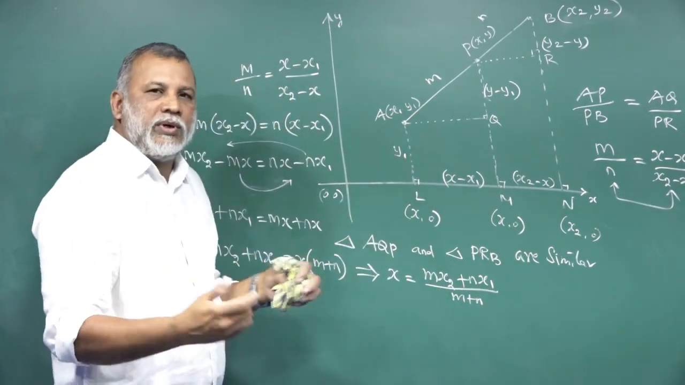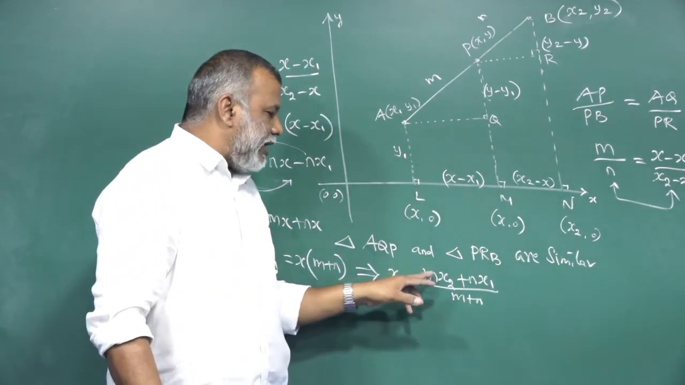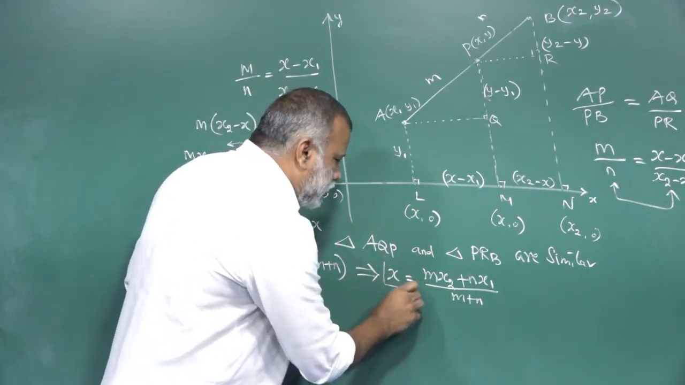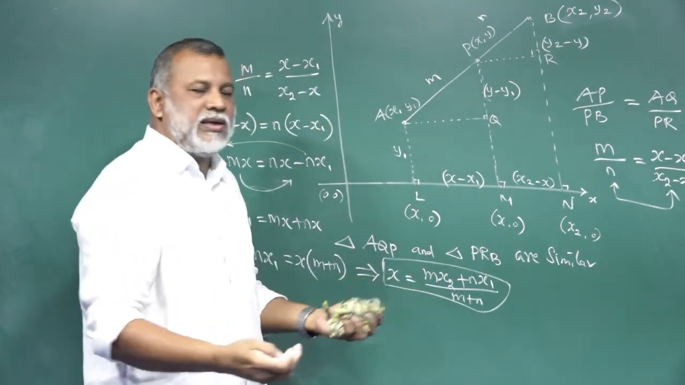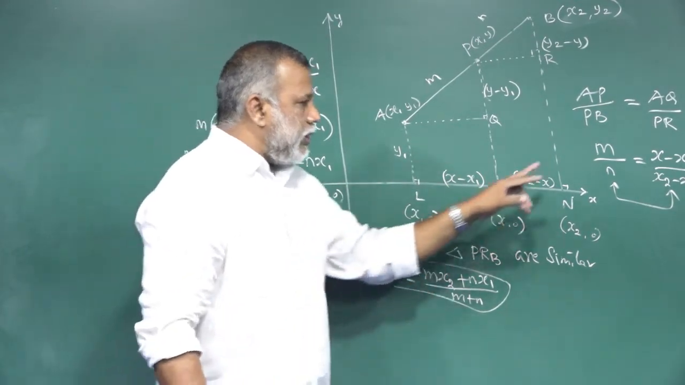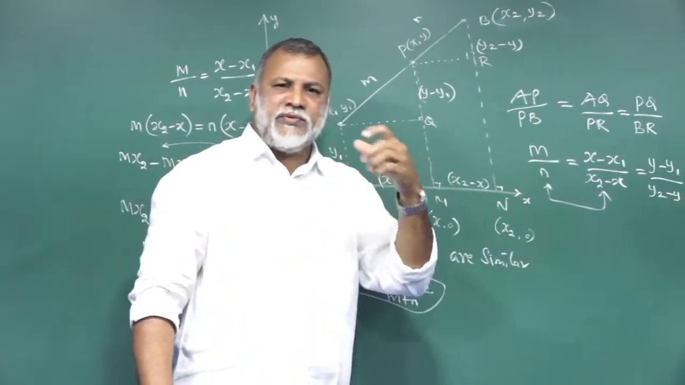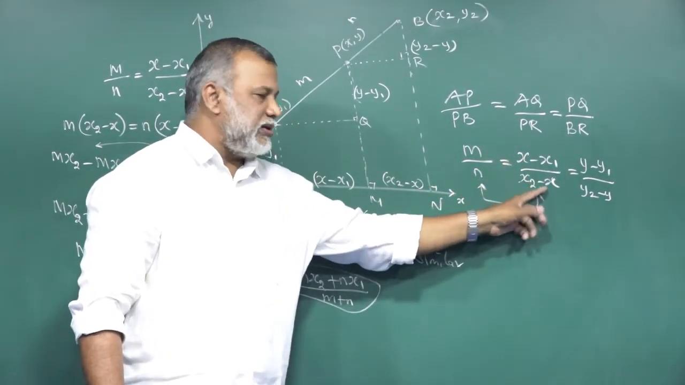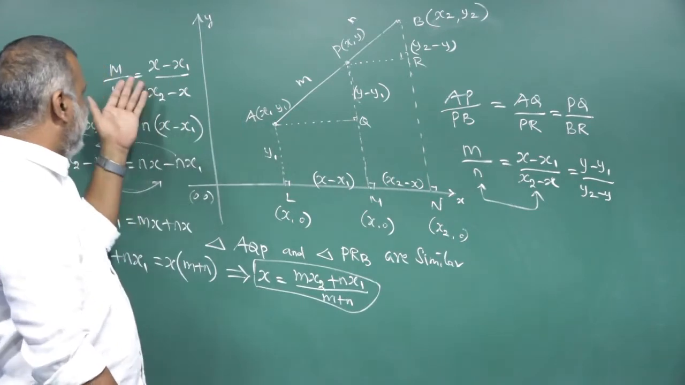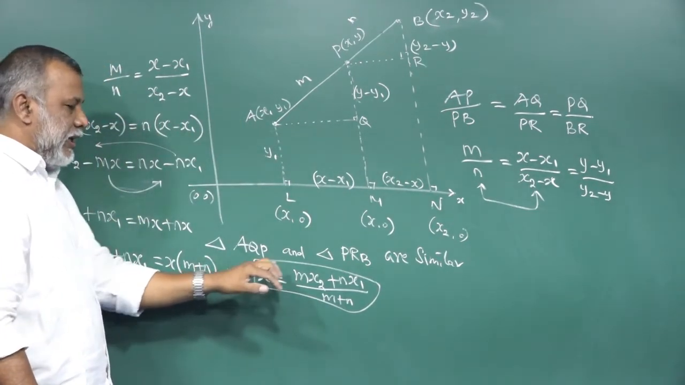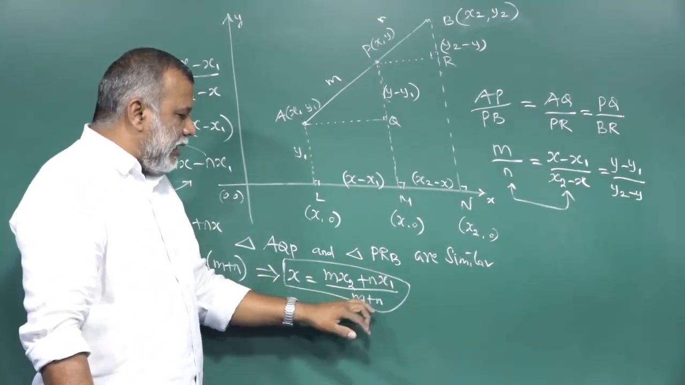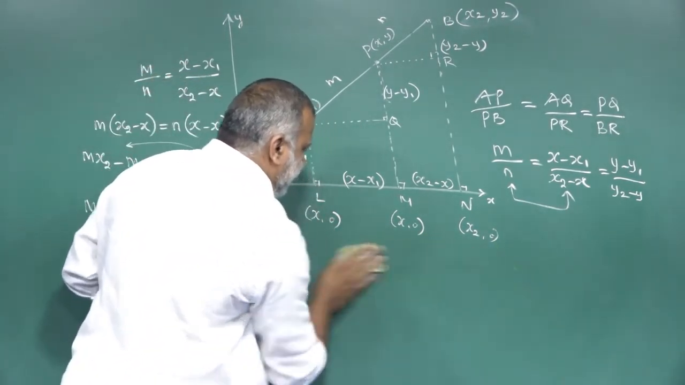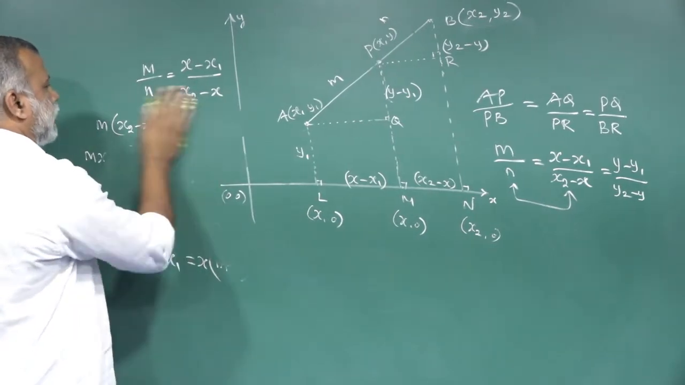See your proof. What is the result? The value of x equal to mx2 plus nx1 divided by m plus n. So see, you are able to get the result in a very nice way. So m by n, we are equating the first two results. M by n is equal to x minus x1 divided by x2 minus x1. Then comparing, you are able to work out the value of x, mx2 plus nx1 divided by m plus n. In the same way, now listen, take out the other result.